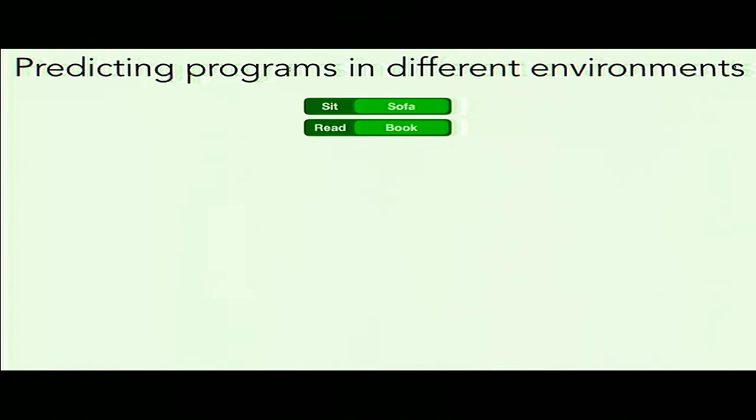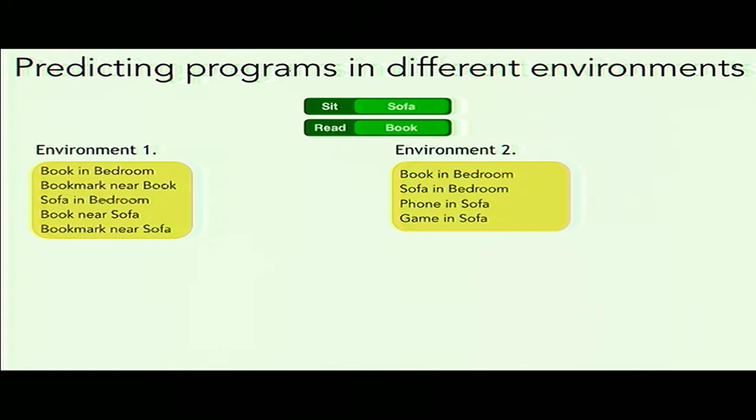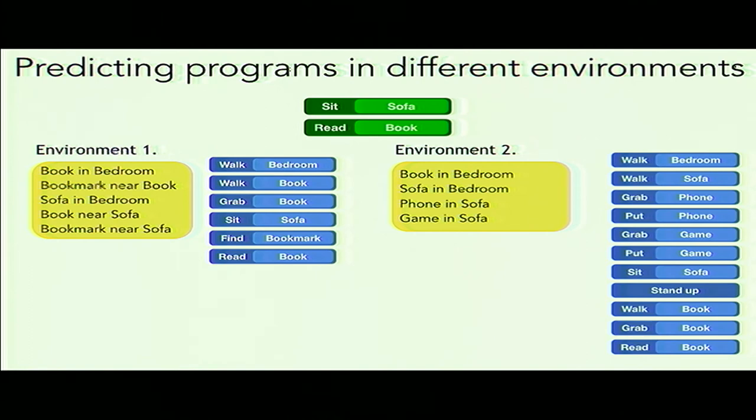So what this allows us to do is to take one given sketch, here, sit in the sofa and read a book, take two different environments, and for the same sketch, predict two different programs that depend on these environments. So for example, if there's some phone on the sofa and it is occupied, the model should learn to remove things from the sofa before sitting there. If the book is near the sofa, the model, in one case, doesn't need to really stand up to grab the book. It can actually grab the book and sit on the sofa directly. But when the book is far away, it has to maybe stand up and go grab the book.